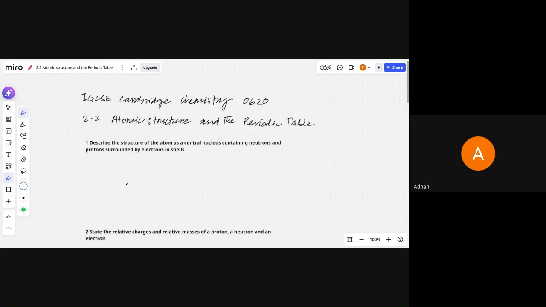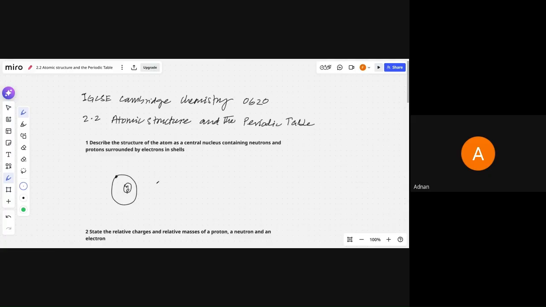So we have a nucleus in the center which contains neutrons and protons. I'm denoting neutron with lowercase n and proton with lowercase p. And then there are shells in which electrons are arranged. So we can have a first shell, a second shell, and also a third and fourth shell and so on. So this is how an atom looks from the inside. This is the basic structure of an atom.